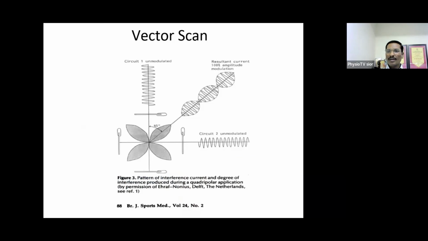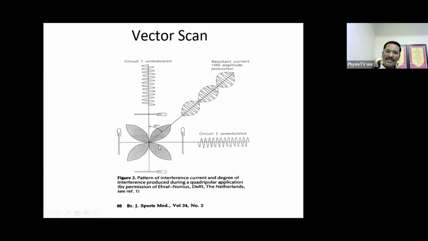Now coming to the next mode, that is the vector mode. There is an interesting thing called vector mode. In this vector mode, which is basically used when you have to treat a larger area, diffuse pain, or when you cannot localize the pain. We know from the previous example that we are placing the electrodes diagonally, and centrally we have the effective area. This effective area can be denoted by the clover leaf model. Though this clover leaf model was not practically proven, it is still believed theoretically.